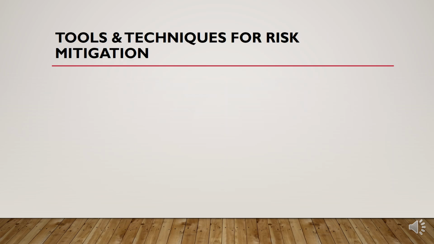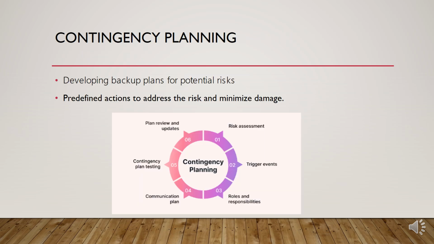Moving forward come the tools and techniques for risk mitigation. Number one is contingency planning. Contingency planning is basically the predefined actions to address the risk and minimize the damage. The purpose of a contingency plan is to ensure that if a risk materializes, the team can respond quickly and effectively to minimize its impact on the project objectives. It acts as a proactive safety net to maintain the project continuity.